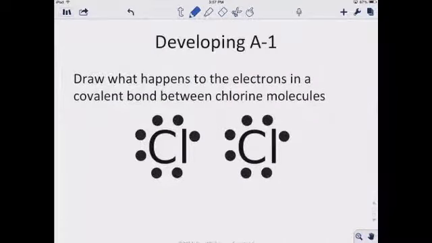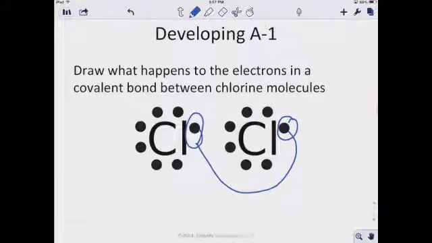So looking at this, it says draw what happens to electrons in a covalent bond between two chlorine molecules. We see that this is a Lewis structure, which we learned back in Unit 5, and when they bond, they share. This chlorine has 1, 2, 3, 4, 5, 6, 7, so it only needs to share 1 to get 8. You can think that these two guys will go in the same spot and share with each other.